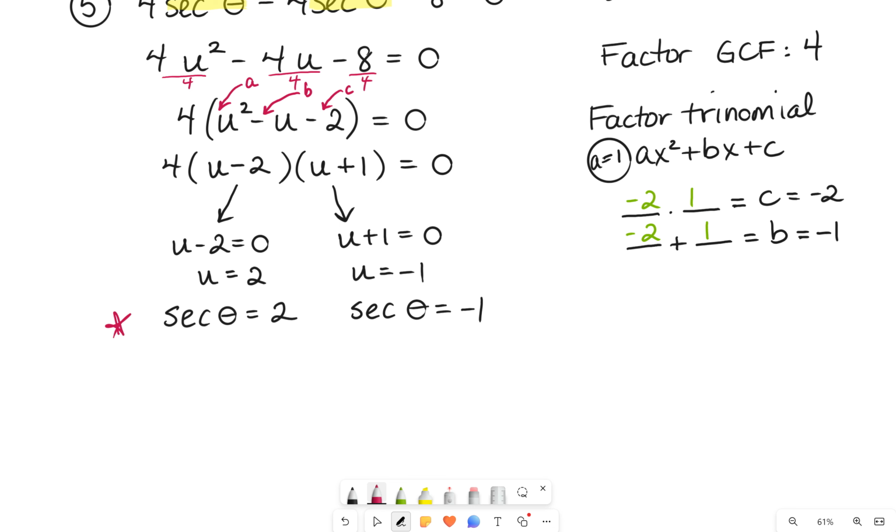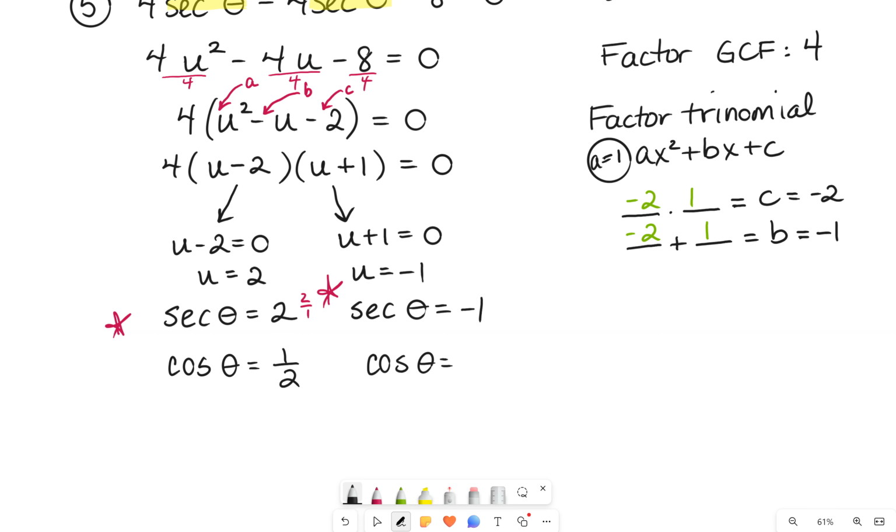But remember, big star here, big star over here. Remember I told you guys, when you end up with a secant or a cosecant equation, I want you to take the reciprocals of both sides. The reciprocal of secant is what? It is cosine, so I'm going to change it to cosine theta. The reciprocal of 2 is what? Well, 2 is the same thing as 2 over 1, right? So the reciprocal of 2 is 1 over 2.